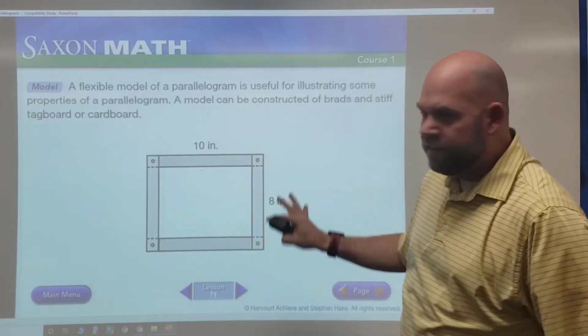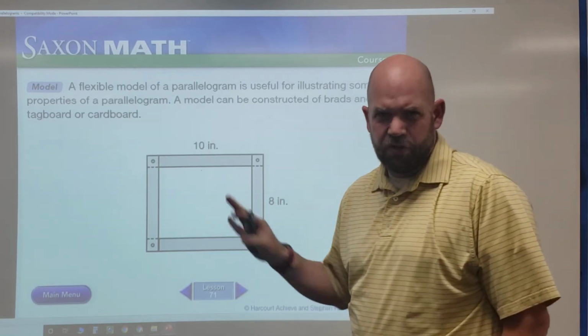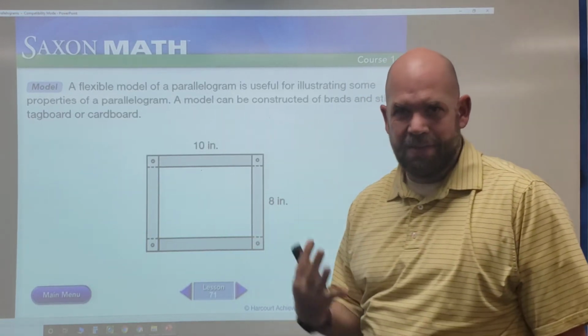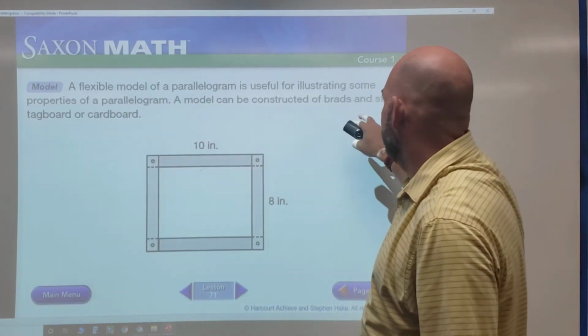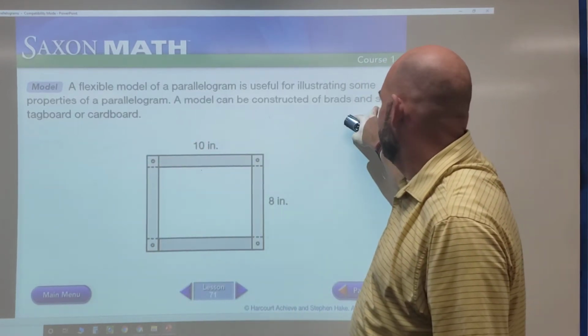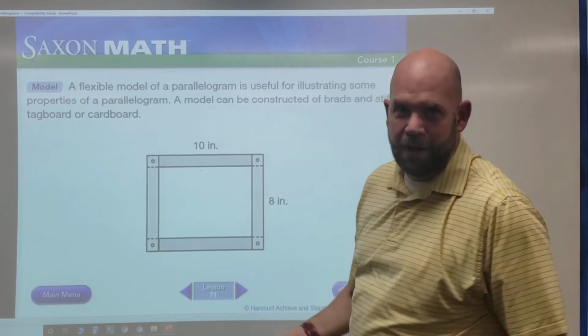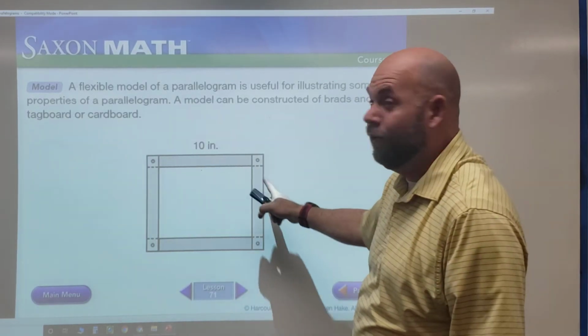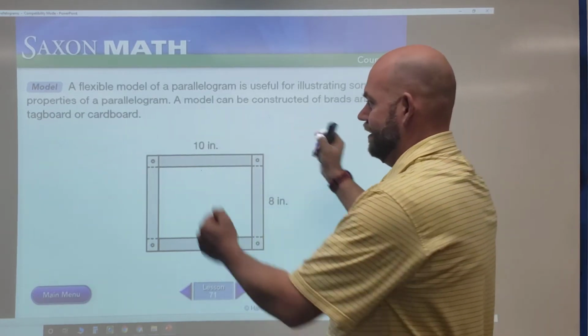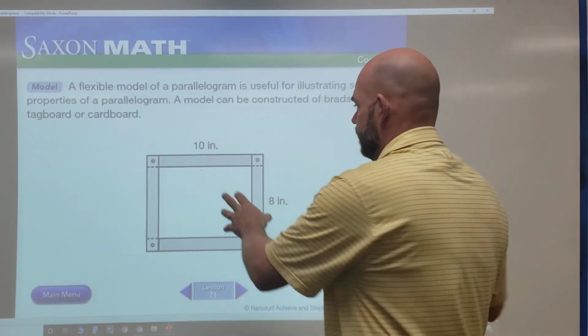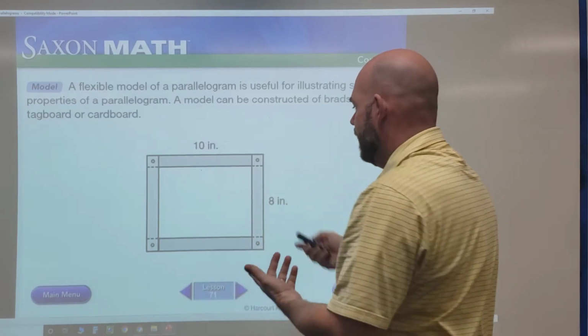All right, now this is cool. We're going to do a model, and I'm going to show you how you might do this on graph paper. But just imagine I have something here. They call this a brad and a stiff tag board. I know I have a tool that I use when I'm doing landscaping that looks like this. It's plastic, and as you move it, it keeps the parallel sides. That's what's going to happen here.